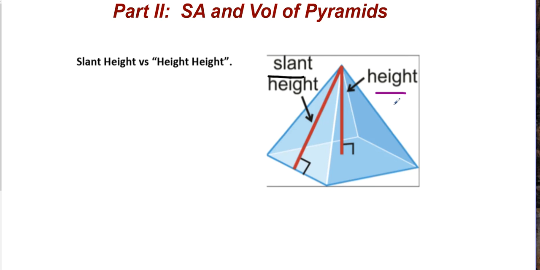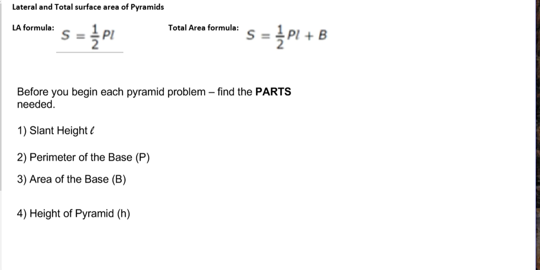And if you look on the formula chart from last time, you're going to recognize that we have 1/2 PL, just like we did in cones. The perimeter now is actually something a little bit easier than, well, a circle's pretty easy too, so it's all relative. Okay, so let's go ahead and get started. The lateral and total surface area: it's 1/2 PL for the lateral, and then we're adding the area of the base to our total.